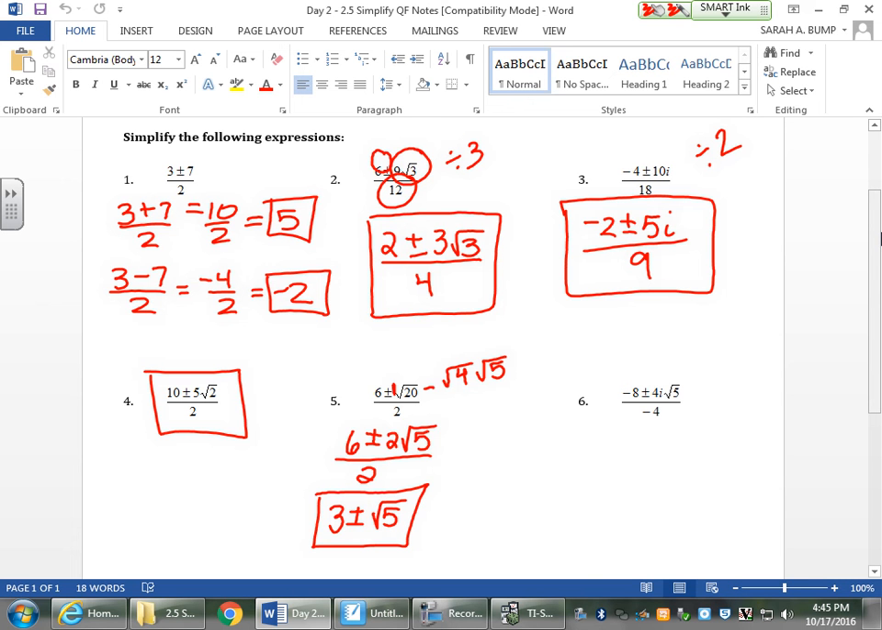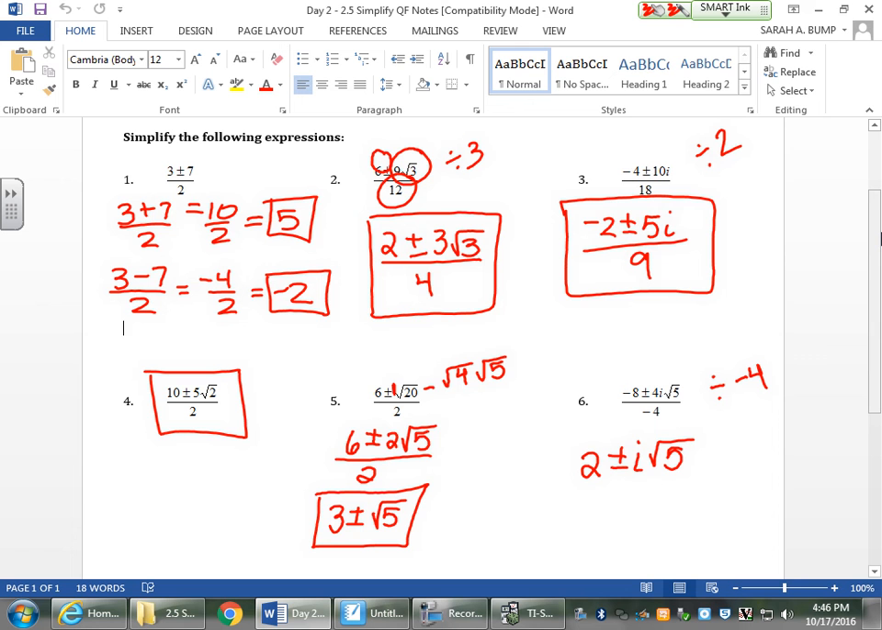On number 6, the radical is already broken down for us. If you look at what's in common, we can divide them all by 4. And anytime the denominator is negative, I like to divide by a negative factor. So we're going to divide them all by -4. You don't have to do that, but you really shouldn't see the negative in the denominator. So -8 divided by -4 is +2. Plus or minus 4 divided by 4 is 1.